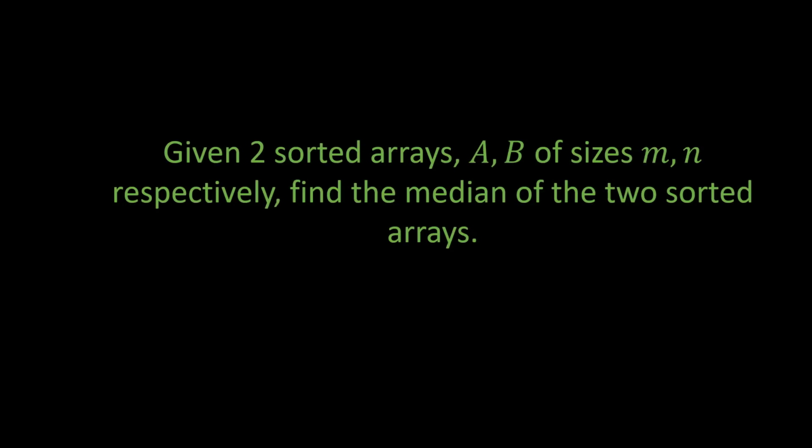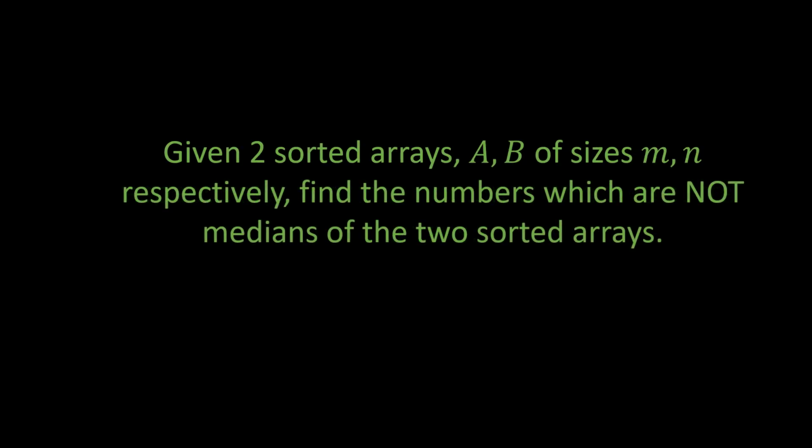Rather than trying to find that special median element, we'll instead try to get rid of all the elements which are impossible to be medians. So we can reword our problem as, given two sorted arrays A and B of size m and n respectively, find the numbers which are not medians of the two sorted arrays. If we could find these numbers, then we can just delete them, and whatever is left is the actual median.